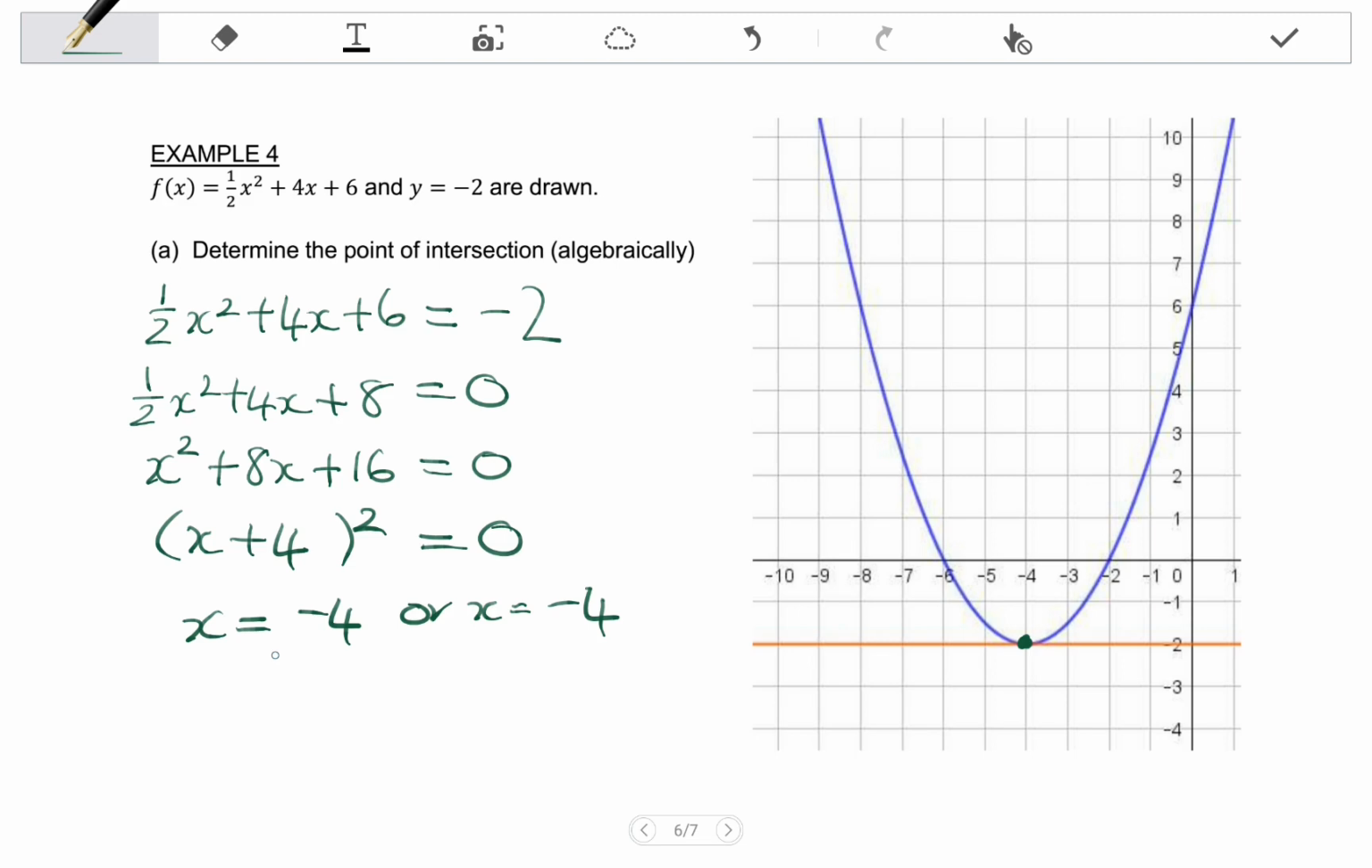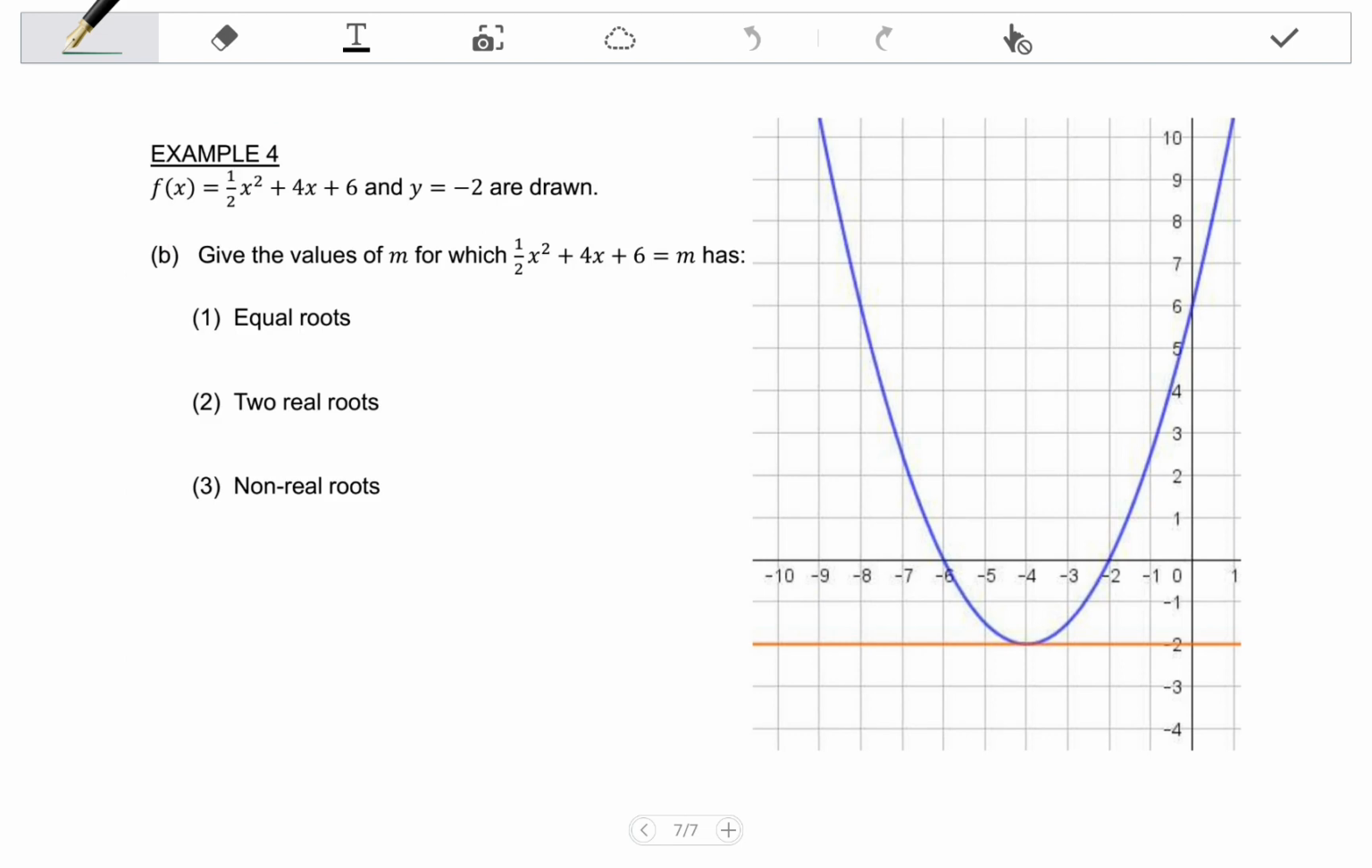Now these are just the x coordinates. I still need to find the y coordinates of the point of intersection. To do that, I substitute, or actually in this case, because I have a horizontal line, I can only have one y coordinate, so it's negative 2. So my point of intersection is at negative 4, negative 2.